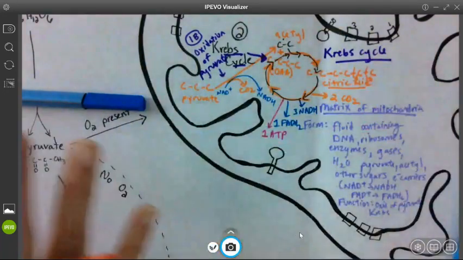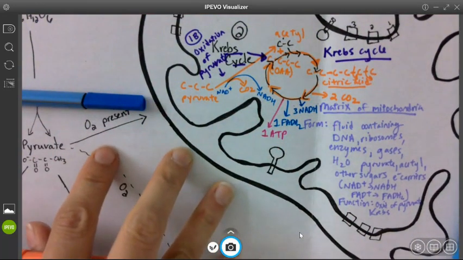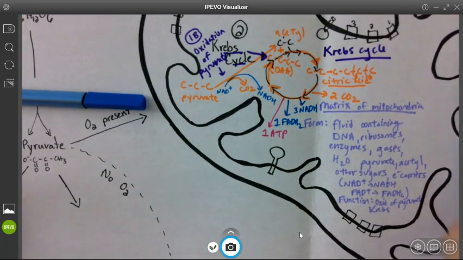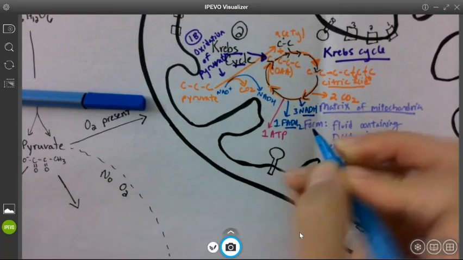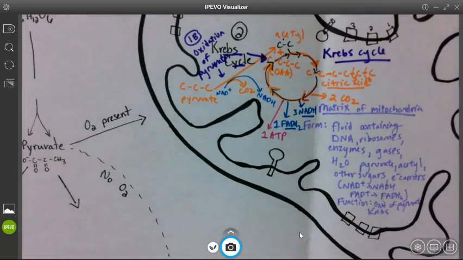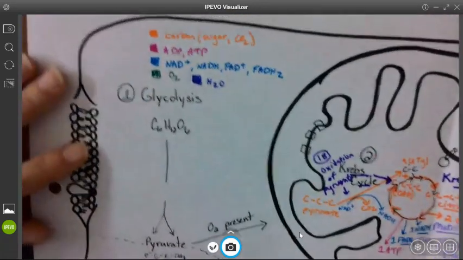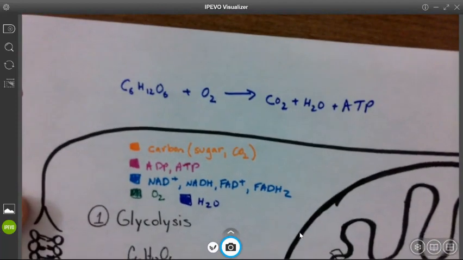Okay, and this is all happening, like I said, in the matrix of the mitochondria. Okay, so what is the purpose of all of this? The purpose of all of this is to make as many of these electron carriers as we possibly can. So before we move into the last part of cellular respiration, which will be in a third video, I want to go back and explore this first equation again.